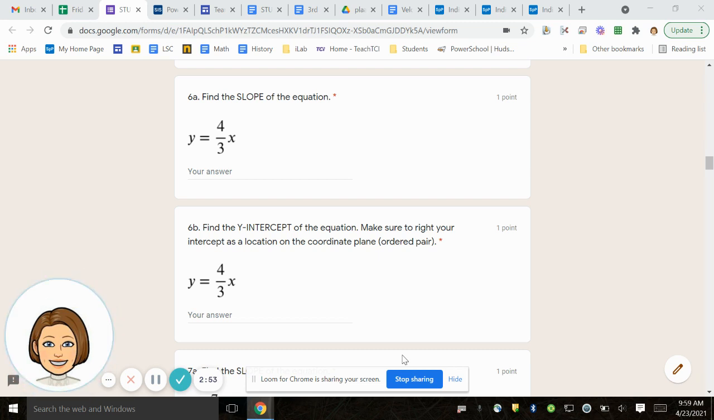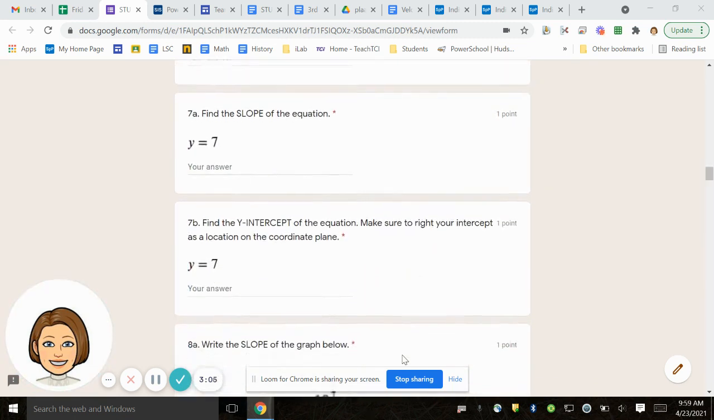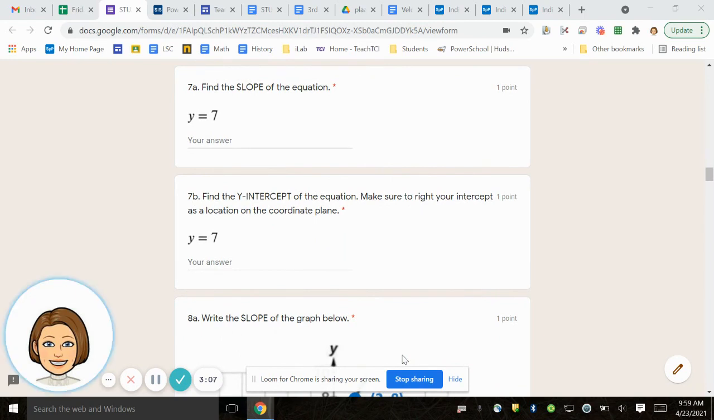Make sure to write your intercept as a location on the coordinate plane as an ordered pair. y equals 4/3 x. Write the y-intercept as an ordered pair. Number 7, find the slope of the equation.